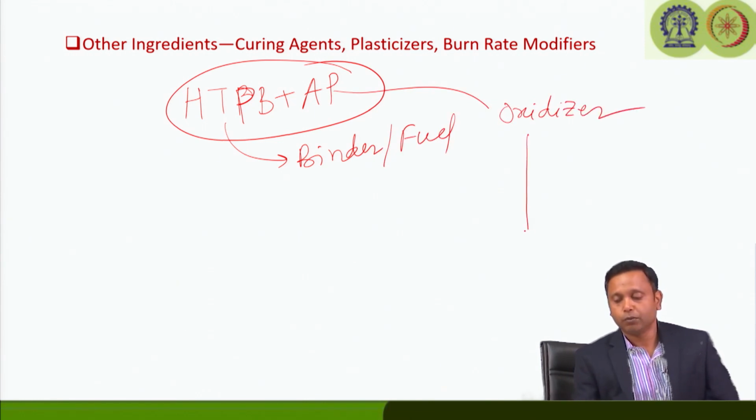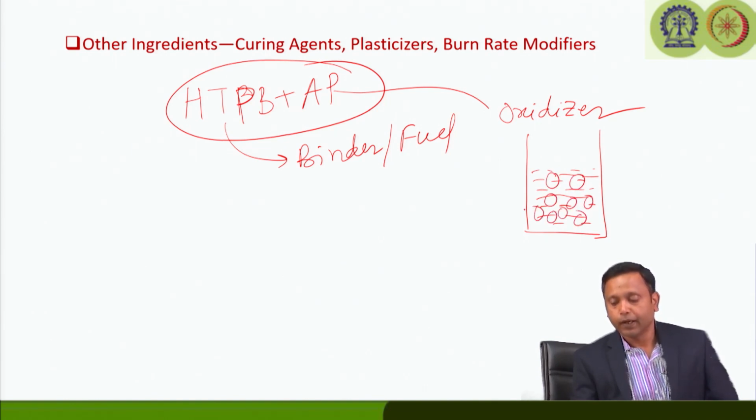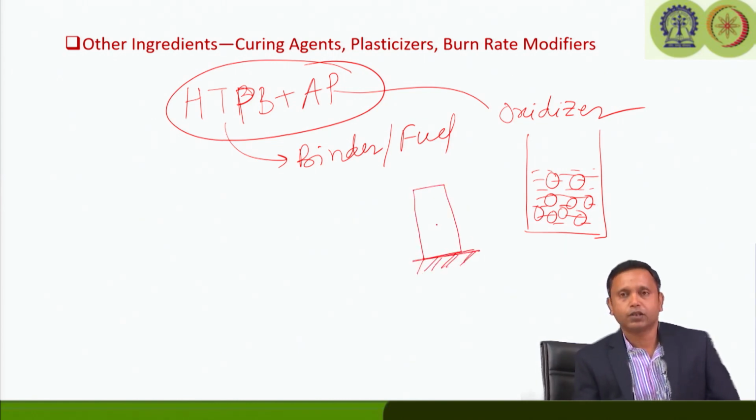So, if you recall, we used to draw this picture. Initially the HTPB is just like a liquid. If you add the AP crystals and make it in the form of, let us say, a strand or small pellet, and if we ignite this, if we inhibit the outside surface of the propellant and allow it to burn from this surface only, it will definitely burn, because it contains the oxidizer and it contains the fuel.